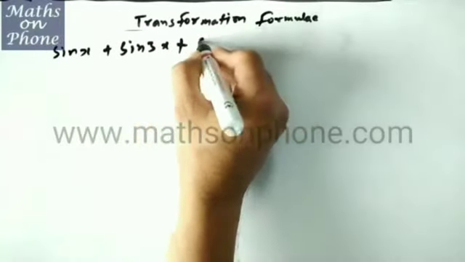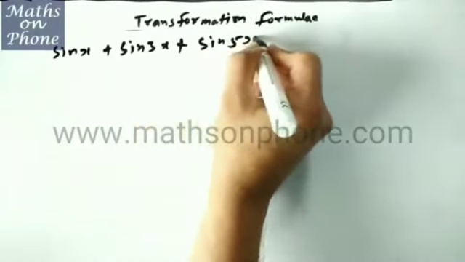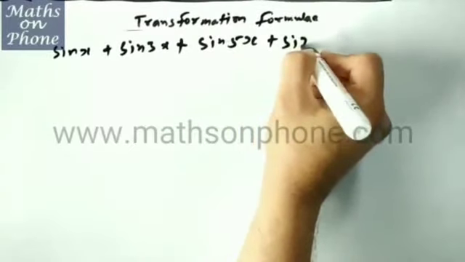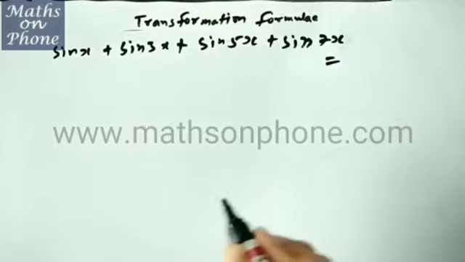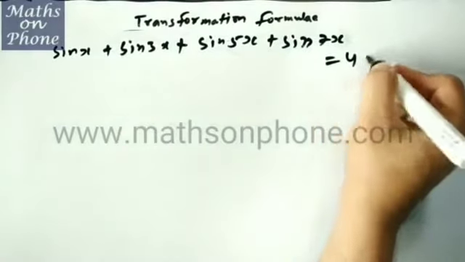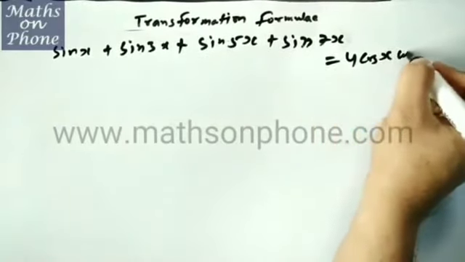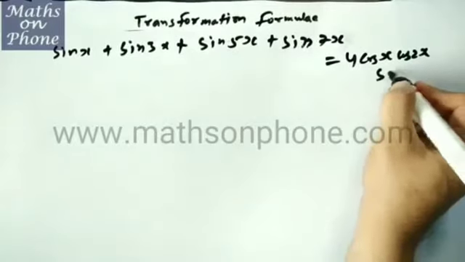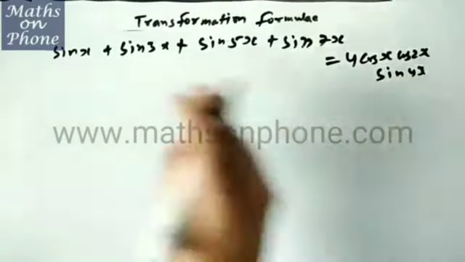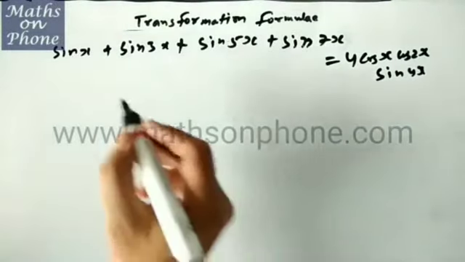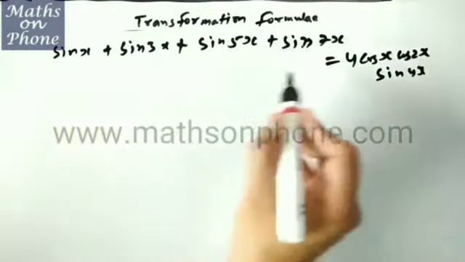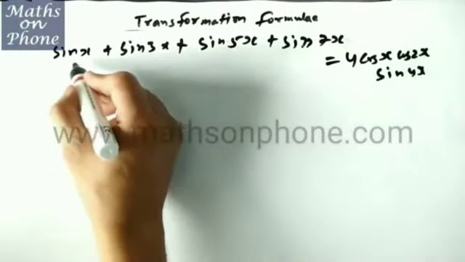Another example I am taking: sin x plus sin 3x plus sin 5x plus sin 7x, we need to prove it is equal to 4 cos x into cos 2x into sin 4x. We need to prove this thing is equal to that. So we have to proceed. We will just make pairs.